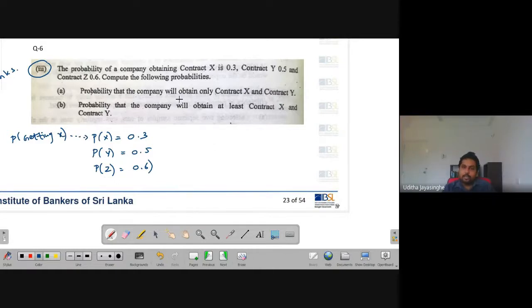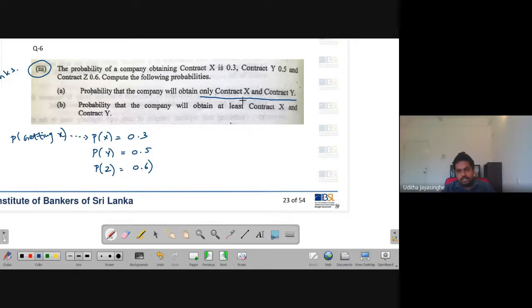Probability that the company will obtain only contract X and contract Y. Now, once you see these numbers, students, what can you assume? You can easily assume that these are going to be independent ones, isn't that so? Have they mentioned anything about if you get X, you will not get Y? Is there some sort of a dependence between one company getting multiple contracts? No, nothing is like that. So easily you can assume that these are going to be independent contracts. So in that case, students, you can easily multiply these events and calculate the probability.